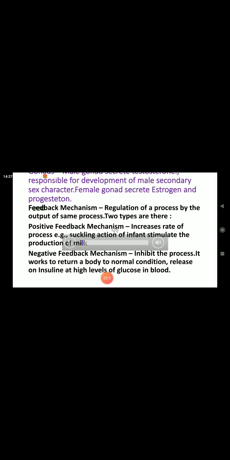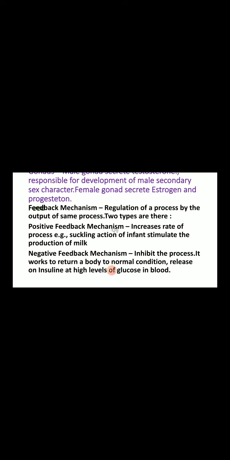Gonads. There are two types of gonads, male gonads and female gonads. Male gonads are responsible for the development of male secondary sexual characteristics like development of mustaches and beard. Female gonad produce estrogen and progesterone. Dear students, this is the end of endocrine glands. And now we move to the next topic, which is called feedback mechanism.